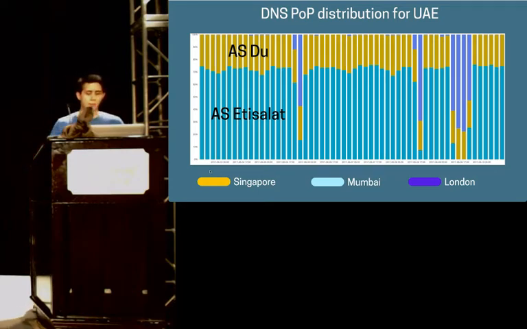We actually failed out of Mumbai a few times for less than a day, and then once larger than a day. And what you see is that when we failed out, Du keeps going to Singapore, but Etisalat just goes over to London.